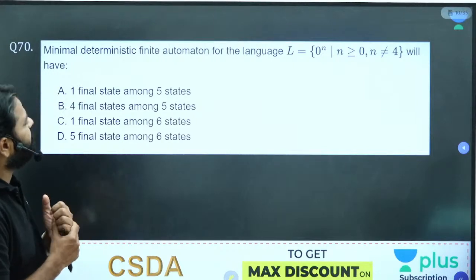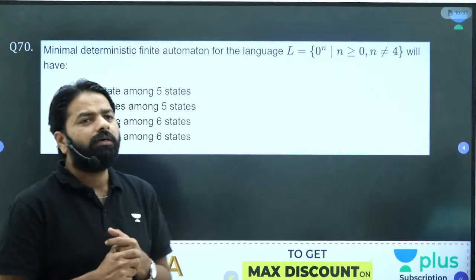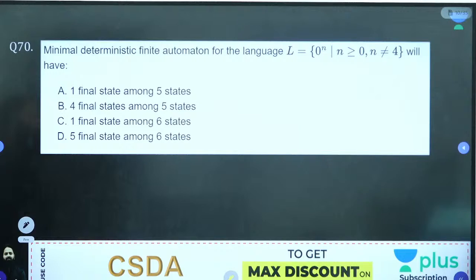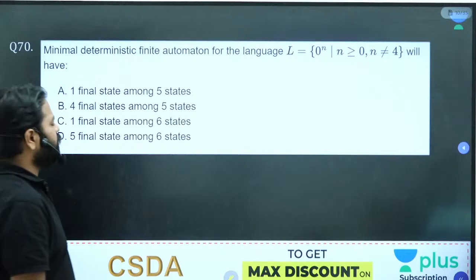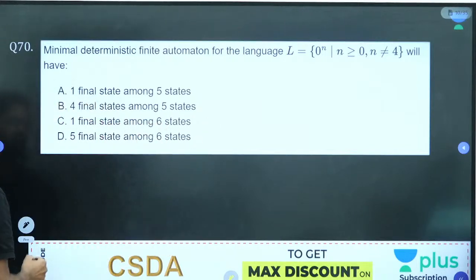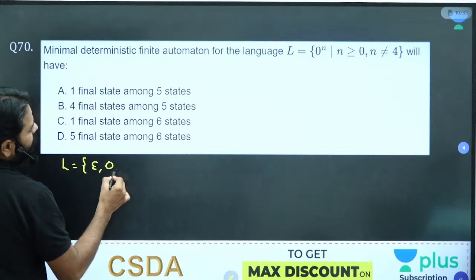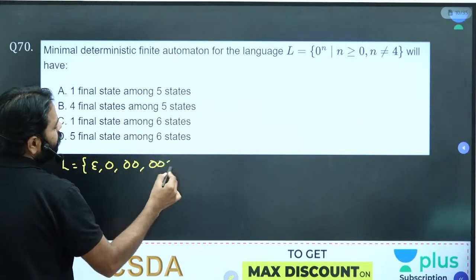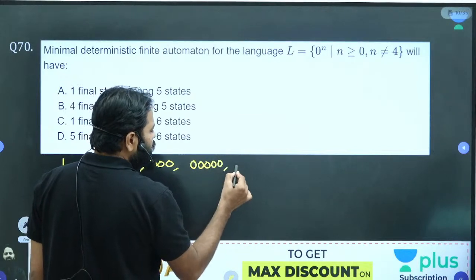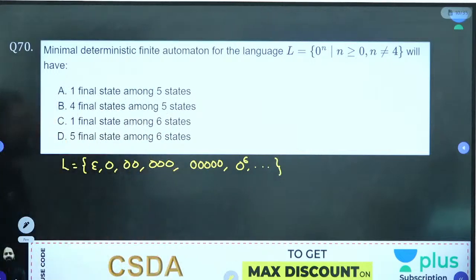Yesterday I gave this question, right? Some of you have already answered in the comment box. What is the right answer? 2 power n where n is not equal to 4. Except for the 4 zeros, every string should be accepted. Your language should contain epsilon, 0, 00, 000, but 0000 should not be accepted. 0000 is not there, 00000 onwards, everything will be there. Only 0000 should be missing. How do you do that?